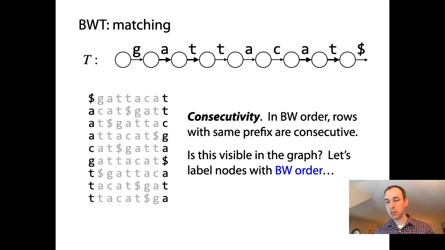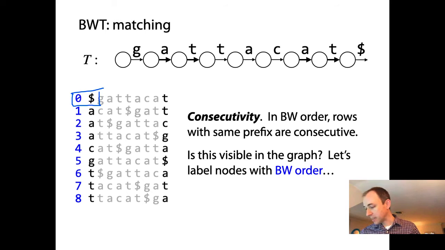How do we see that same property but with respect to the graph? Well, okay. We're talking about the Burrows-Wheeler order here. When we say consecutive, we mean with respect to this Burrows-Wheeler order, the sorted order of the rotations. So let's take that order, the Burrows-Wheeler order, and put it into the graph somehow so that we can see the Burrows-Wheeler order in the graph. And so what I would suggest is let's just think of all the rows as being numbered 0 through 8. And let's take this first row. This 0 is labeling that dollar sign. That 0 corresponds to the rotation that starts with dollar sign.